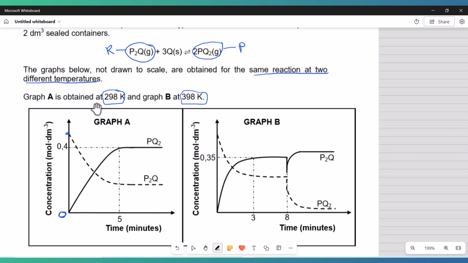Now graph B, after increasing the temperature, check what happens now. They're saying this is our reactant again. This must be the product, which begins from 0.